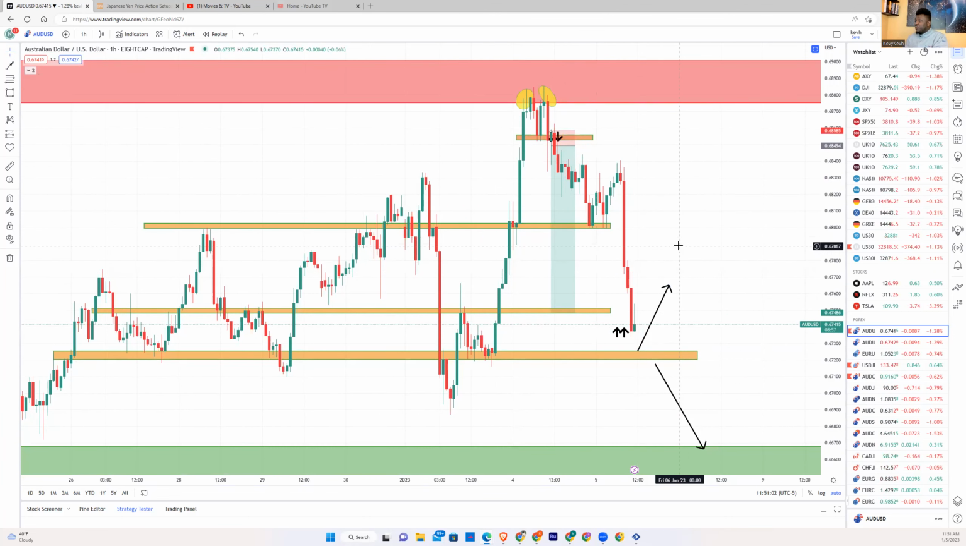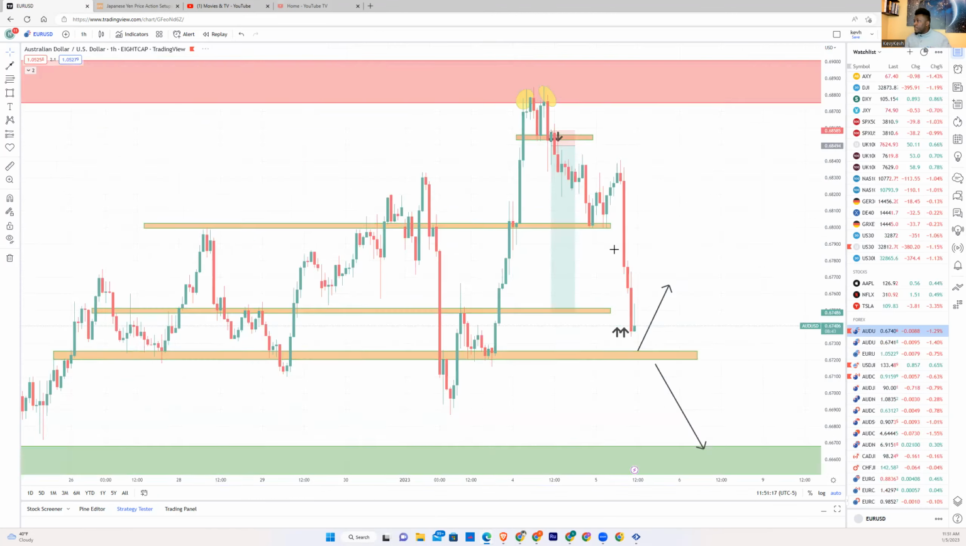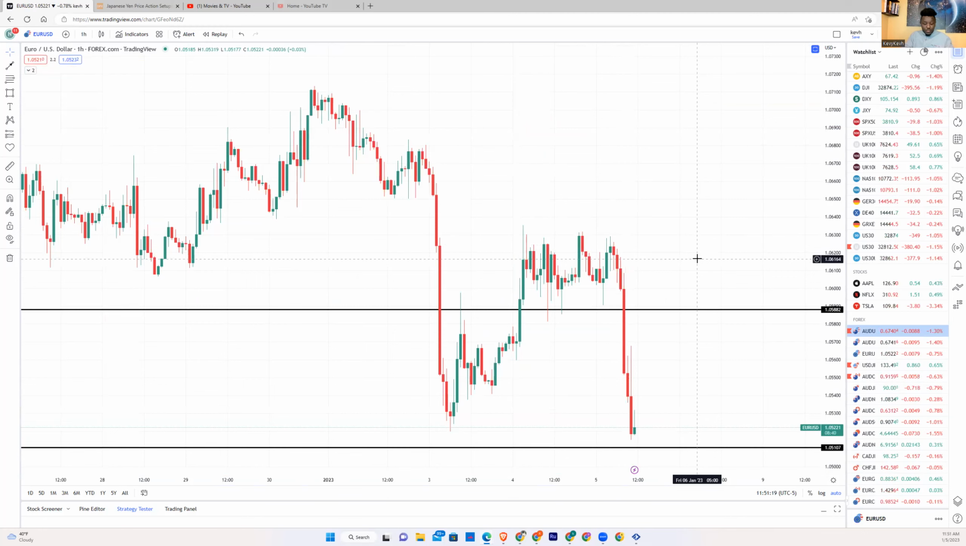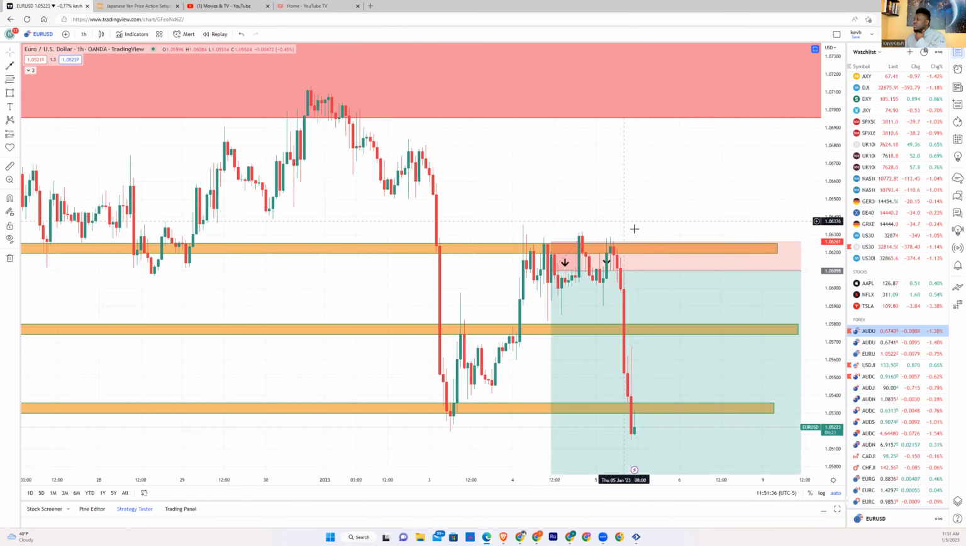So pretty much this was a beautiful trade. The other trade we had was Euro USD. I'm not sure which broker I used to analyze. Was it this one? But it was pretty much on a sell as well. Give me a quick second. Let me see. Okay, it was ended. So, all right.